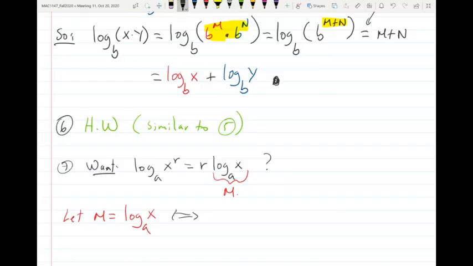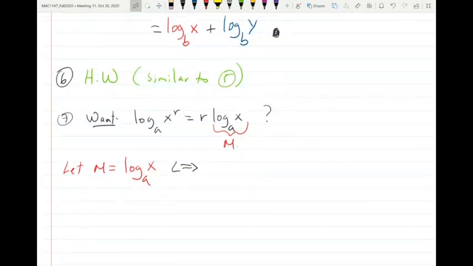Then what does this mean? How can we write this as an exponential? Anybody? What will be the exponential form of this logarithmic statement? If you have that m equals log base a of x, what does that mean? How do you write this using exponents? Is it a to the m equals x? Very good. So this means then that x equals a to the m power.